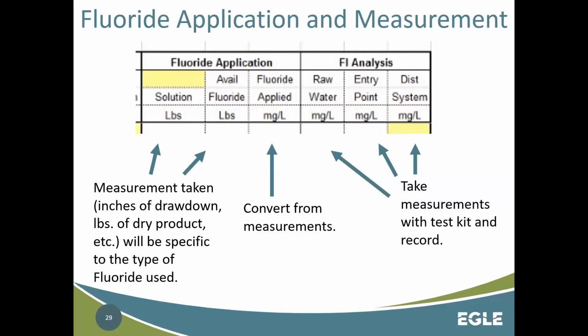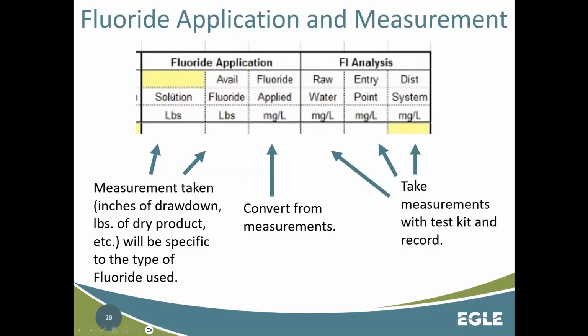Right, so the results of the fluoride testing must be recorded and reported on the monthly operation reports. This is just an excerpt from one of the MOR sheets showing the specific information that's required. So based on the type of fluoride your system uses, the application columns may be a little bit different. But these three columns are the fluoride application, and then these three columns are the residual analysis.